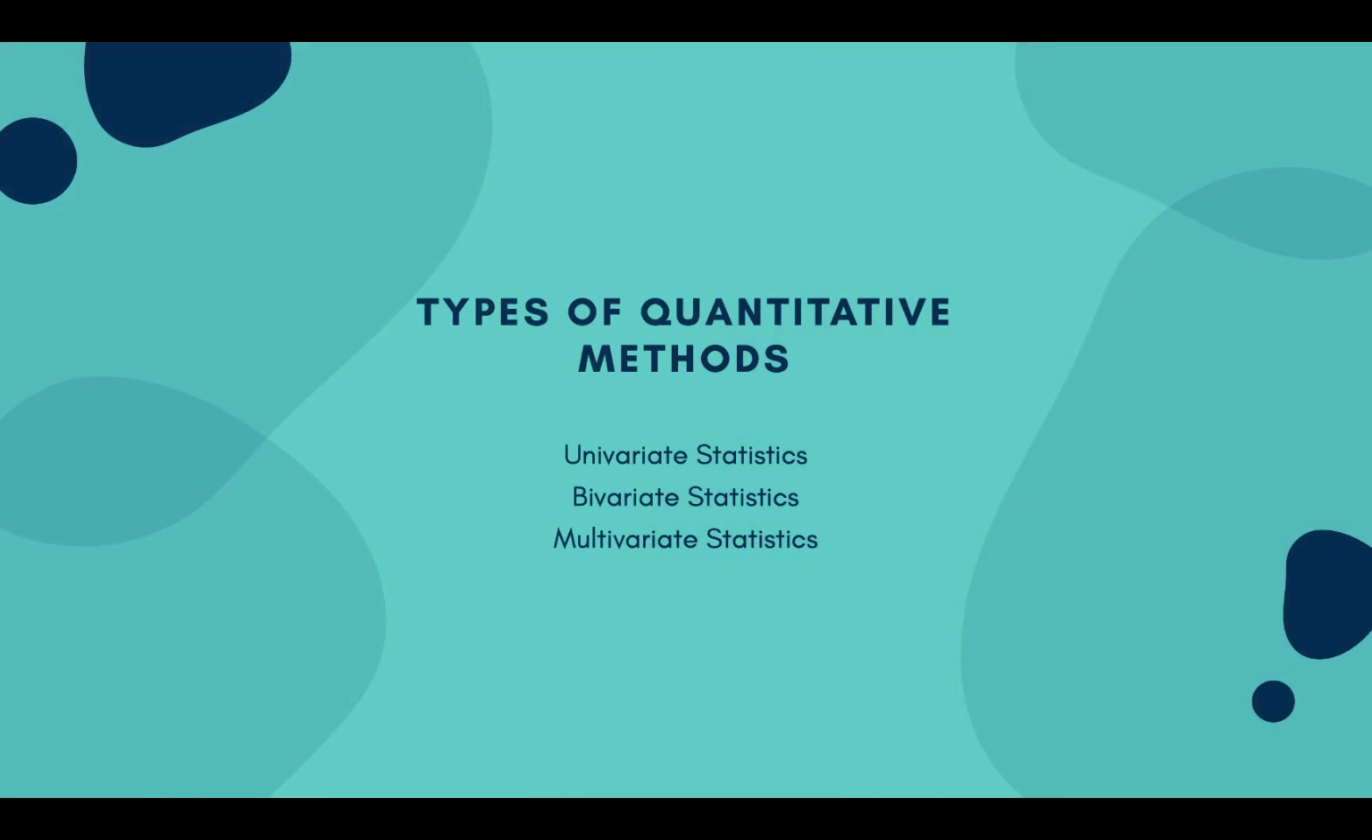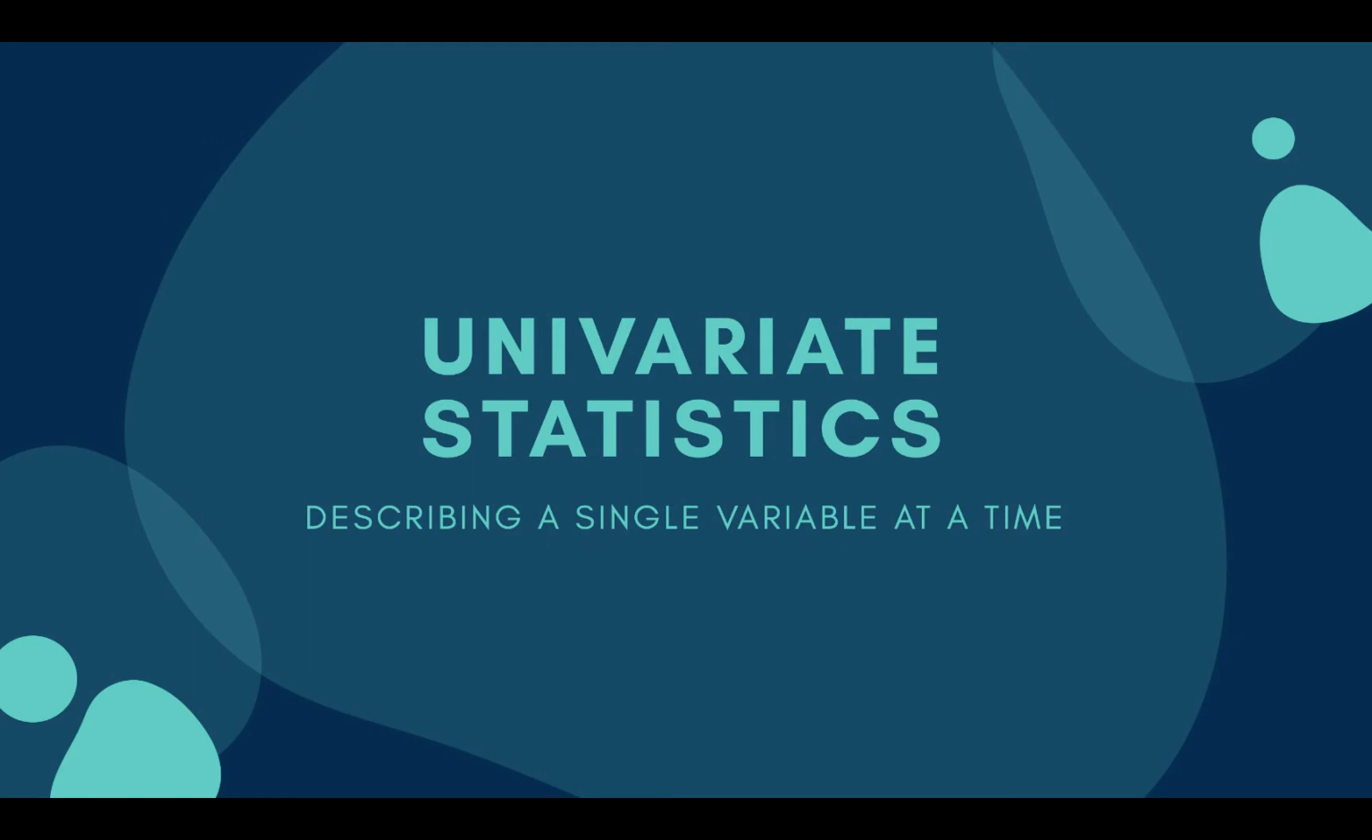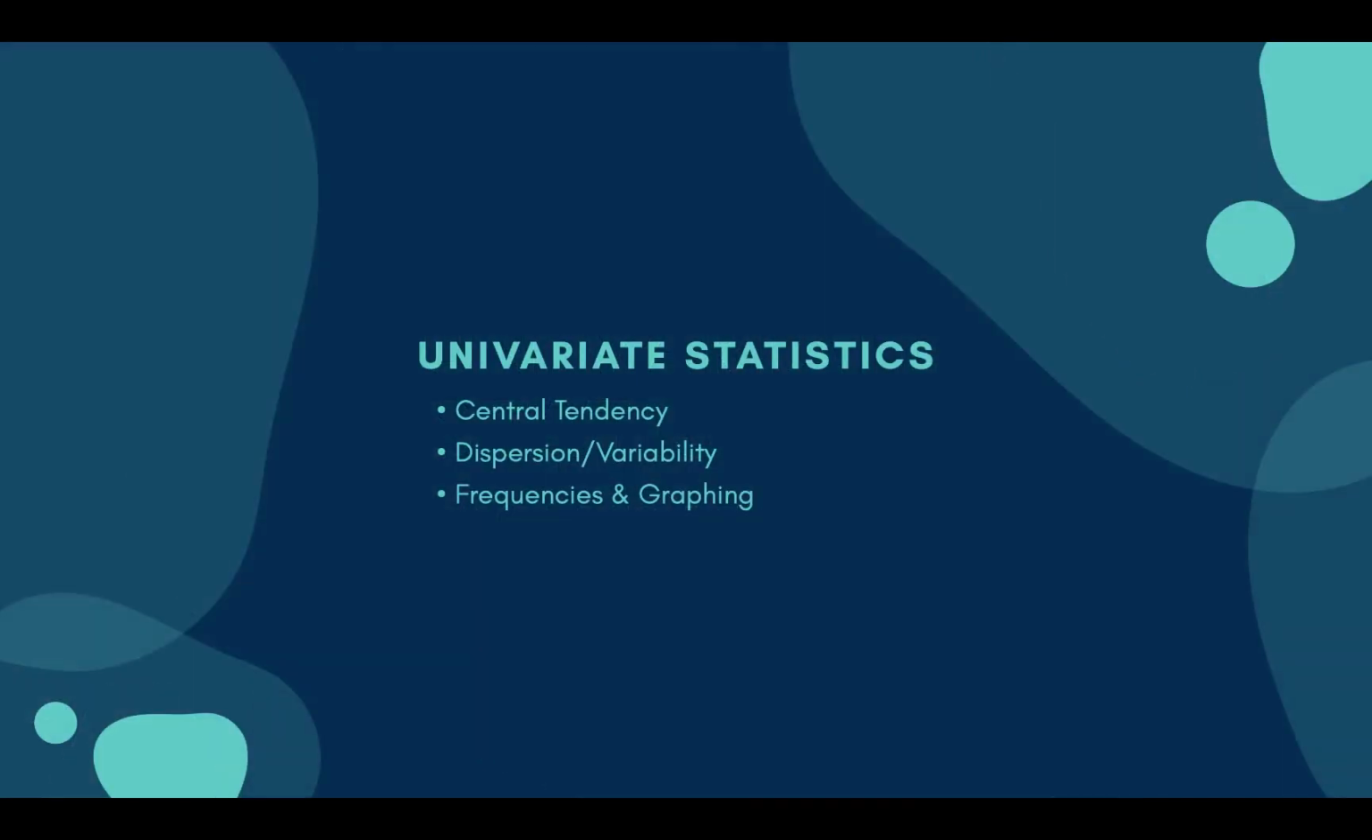Types of methods. So we have univariate statistics, where we're just describing what's going on in a data set. Bivariate statistics, right? We're looking at relationships between two variables. And then multivariate statistics, we're looking at multiple variables and their relationships with one another. Univariate statistics really focuses on describing a single variable at a time. Univariate statistics really focus on 3 main things.